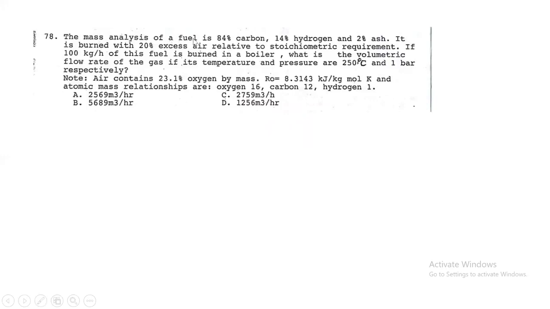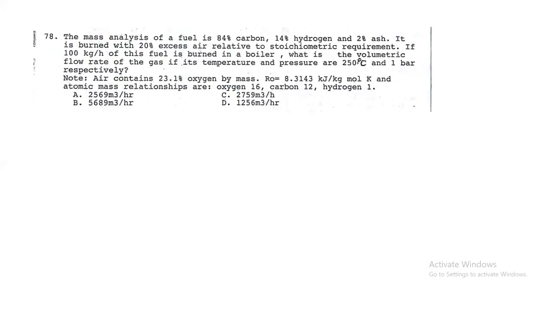So next, 78. Ito, the mass analysis of a fuel is 84% carbon, 14% hydrogen, 2% ash. It is burned with 20% excess air relative to stoichiometric requirement. If 100 kilograms per hour of this fuel is burned in a boiler, what is the volumetric flow rate of the gas if its temperature and pressure are 250 degrees Celsius and 1 bar respectively? So note, air contains 23.1% oxygen by mass. May R tayo, yung universal gas constant, 8.3143. And atomic mass relationships are oxygen, 16, carbon, 12, and hydrogen, 1.